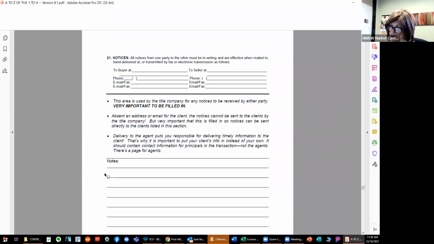And here's where paragraph 21 is about notices. All notices from one party to the other must be in writing and are effective when mailed to, hand delivered at, or transmitted by fax or electronic transmission as follows. If you represented the buyer, you'd put their information in there. I would still put on the seller side at least the agent's email address, because you want them to get notified of certain things. But you just put your side in and put the agent on the other side's email address in there. There's nothing wrong with doing that.